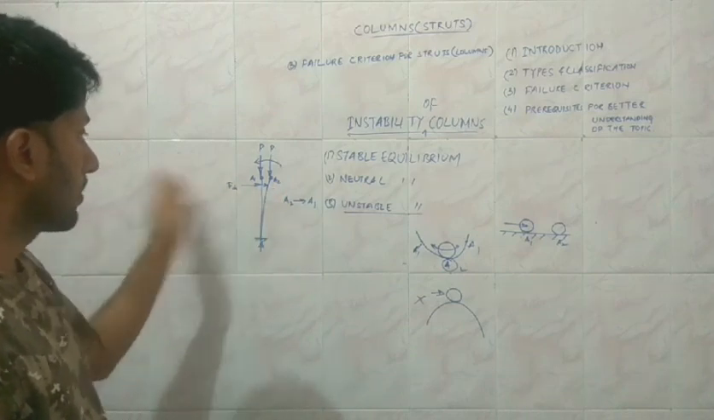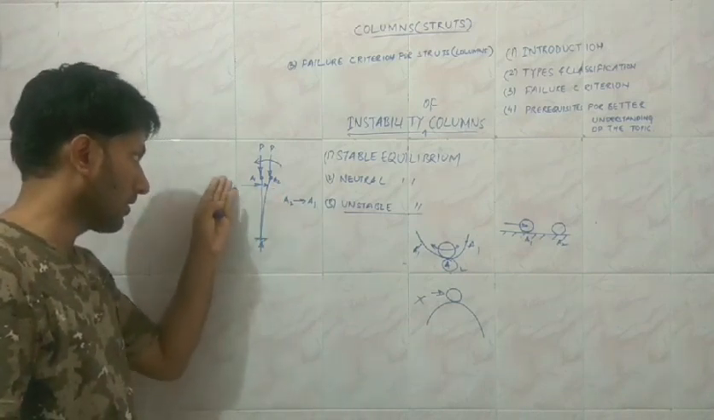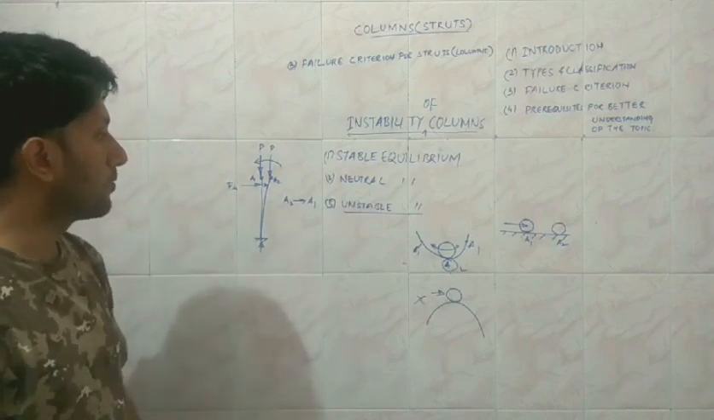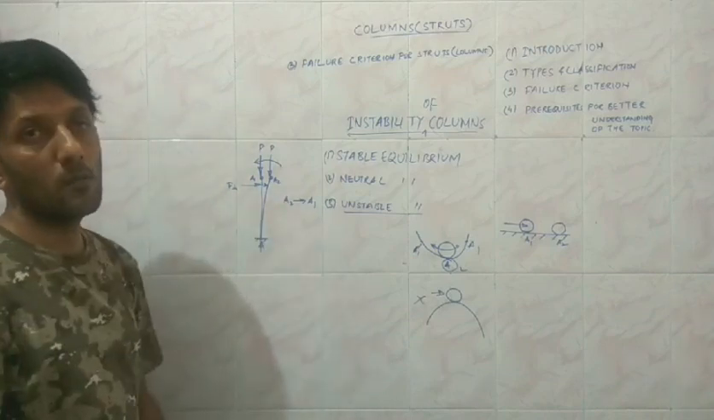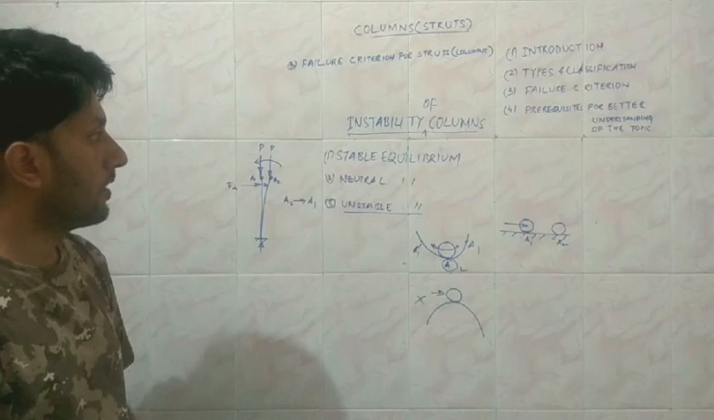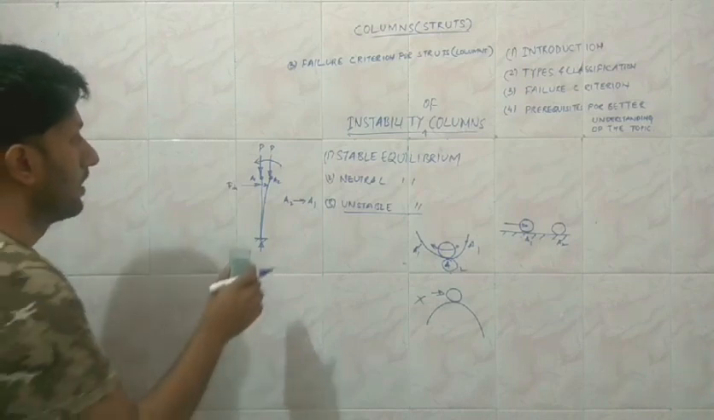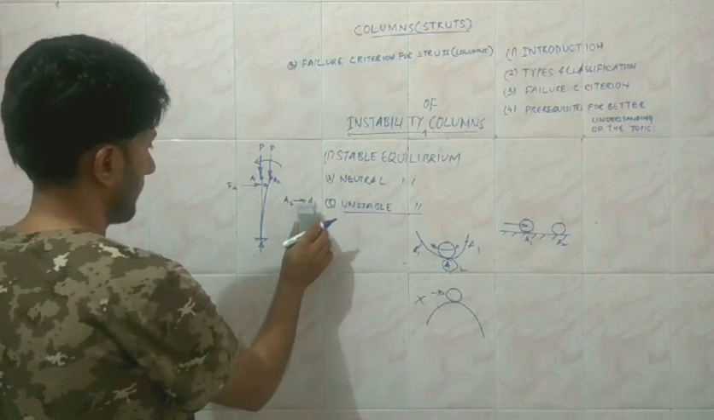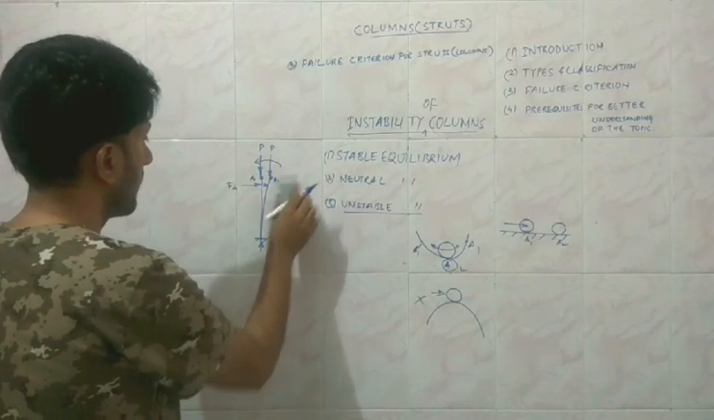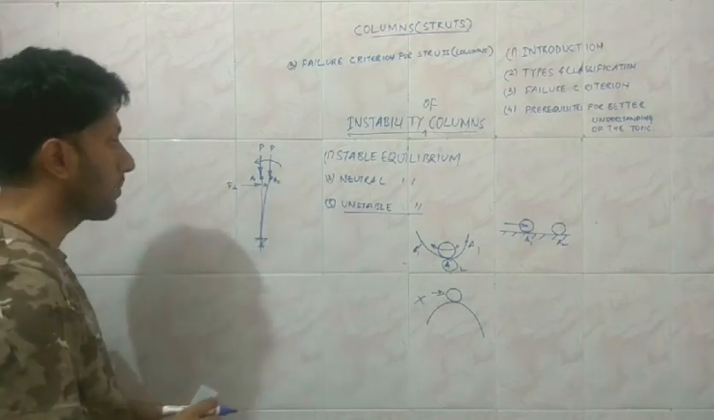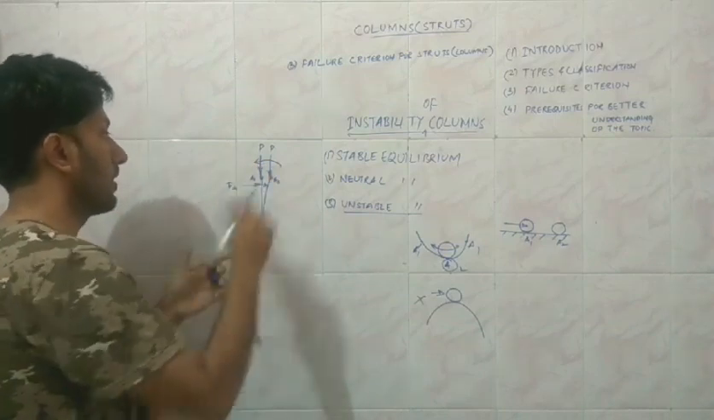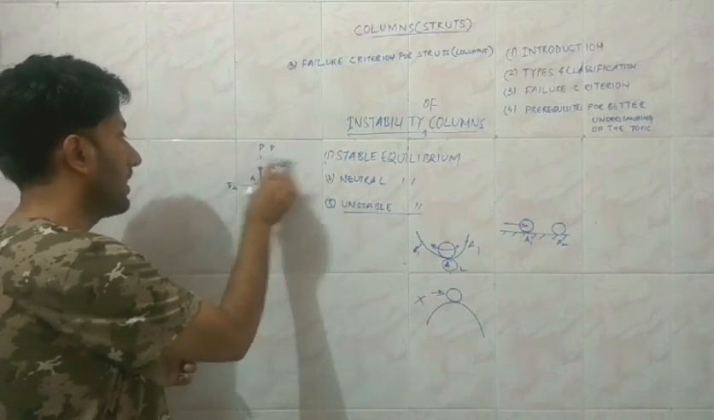But when this disturbance is removed, it is going to regain its original position. Such an equilibrium condition is known as a stable equilibrium condition. However, in the other case, neutral equilibrium is when the disturbance is applied, it is going to acquire the new state A2.